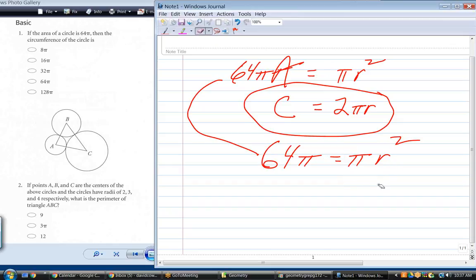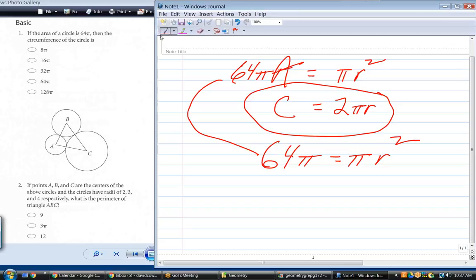Okay? So, before we can take the square root of both sides, if I take the square root of both sides now, I'm going to end up with the square root of pi times r. That's what I would end up with on the right side. That's not what I want. No. I want to try to isolate r as much as you can before going forward.